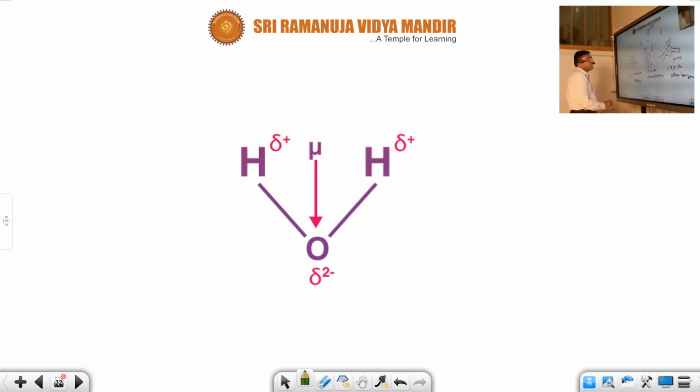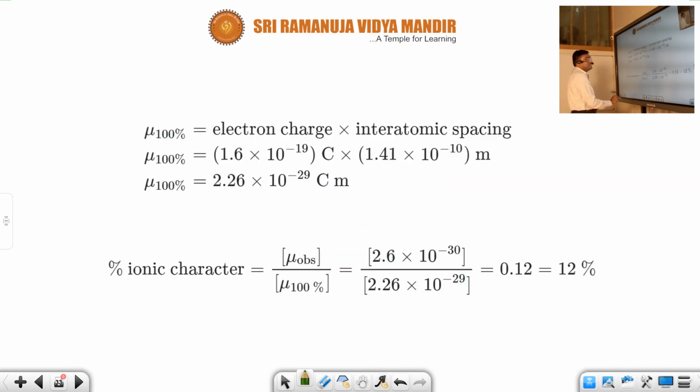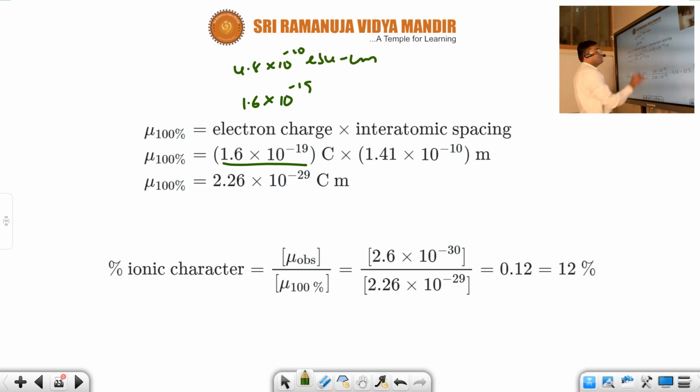Now let us move on to the percentage of ionic character. This is what polarity is all about. I already discussed it. Now, you know very well, if the electronic charge is 1.6 into 10 power minus 19, or 4.8 into 10 power minus 10 ESU centimeter, that means what?